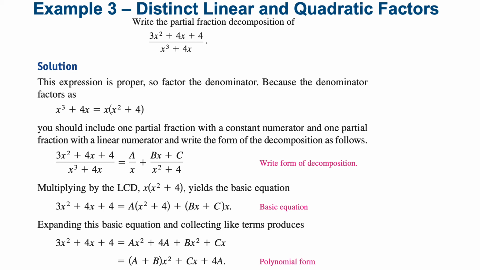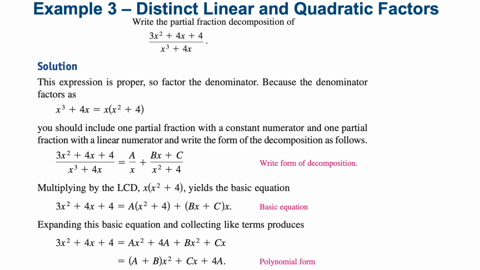So the thing that's consistent: x is in the denominator, and the other factor, x squared plus 4, is in the denominator. The only new thing here was this bx plus c, and that's because you have a squared term. Now that we've written that decomposition, we're going to multiply by the LCD, which is, of course, x times x squared plus 4.